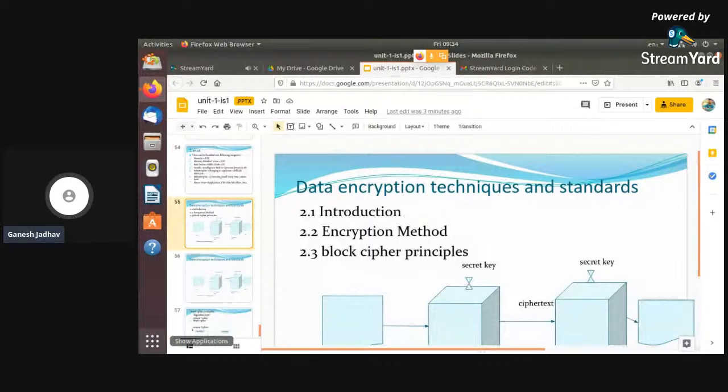Ciphertext we denote as C. Then encryption, decryption, cryptanalysis, cryptology, or cryptography. These are the basic terminologies we have seen in the previous lecture. Then the encryption method, which we need to see in this unit. Encryption means that we are converting our plain text into the ciphertext. This is called the encryption method.